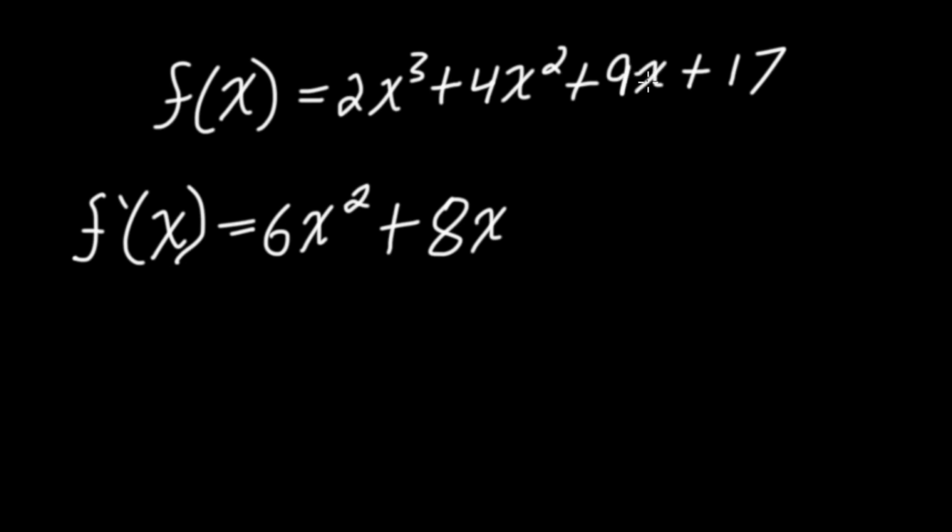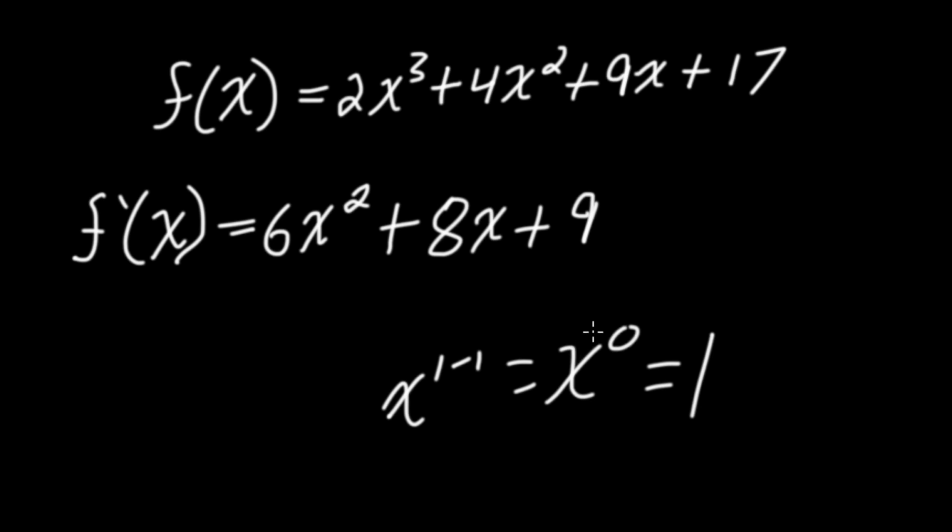Now we have 9x. Now that's the same as 9x to the power of 1. So we have 1 times 9, which is 9. Since we have x to the power of 1, when we subtract 1, we get x to the power of 0. Anything to the power of 0 is 1. So we have 9 times 1, which is just 9. And finally we have plus 17.